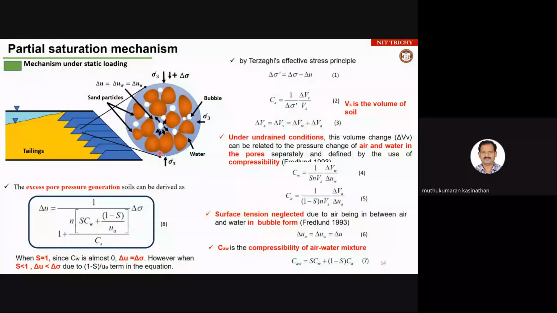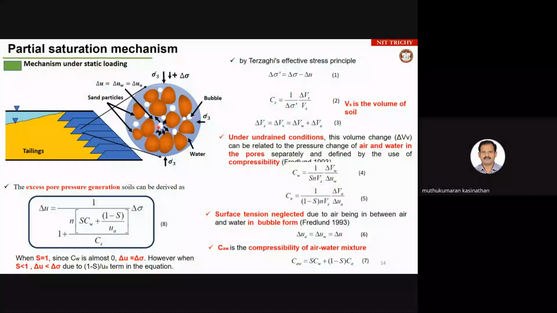This is the field condition where the soil is subjected to confining stress sigma 3. Over and above that, whenever you have additional stress, this will try to increase the pore pressure. The increased pore pressure will push on the soil grains, so the soil grains reduce their contact surface. It is basically floating in water. This is what happens in the field during the earthquake process.